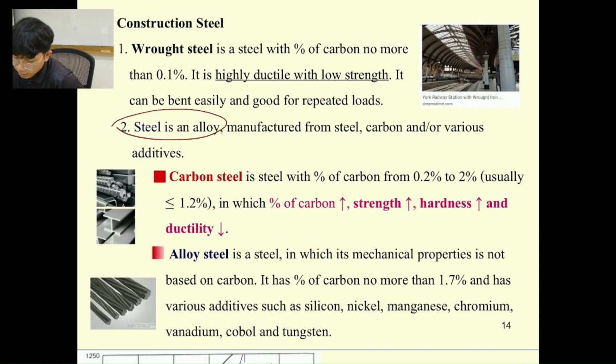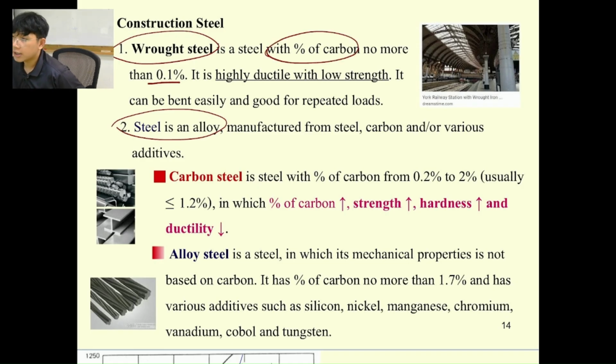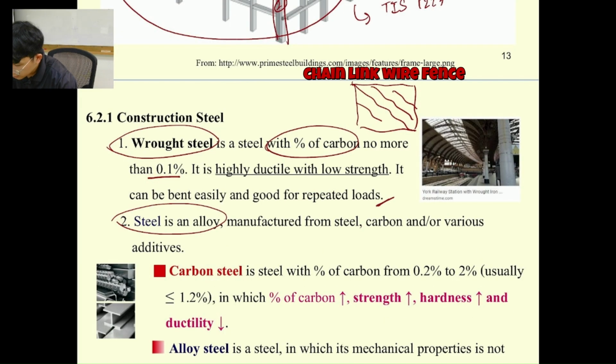All right, if we go to the construction steel, we have two main types: steel alloy and wrought steel. Wrought steel is steel that is really bendable, which means it has a small percentage of carbon in the iron ore. In the countryside you may have seen this, where in order to construct the boundary we use the wrought steel, which can be bent.